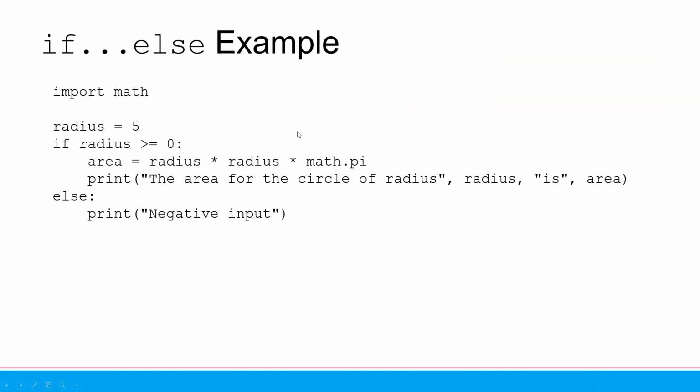Now, let's have another example. I would like to check a radius. If you still remember, last time we learned to calculate the area of a circle. If the radius is positive, then let's do the calculation. But if it is negative, you don't need to do the calculation. You just print that it is negative. So let's check this one.